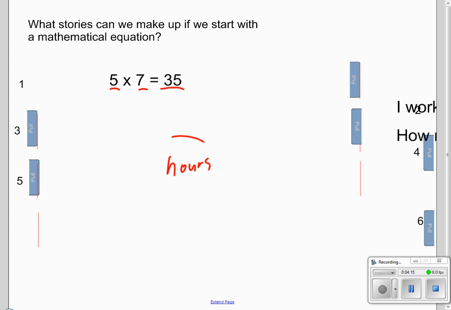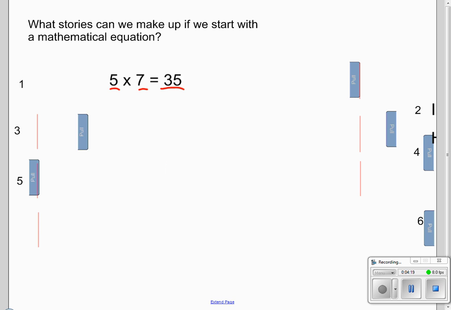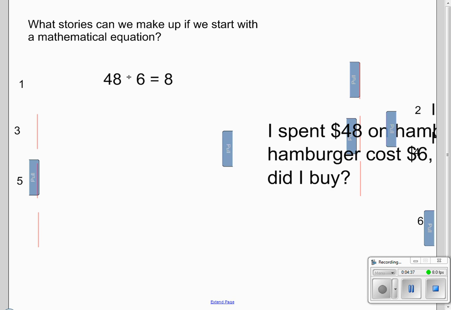Okay, let's take another example. 48 divided by 6 equals 8. So we want to write a problem with that. Well, we know we have 48 of something, and we are either splitting it into 6 groups and seeing how many is in each group, or we're taking 48 and we're splitting it into groups of 6 and seeing how many groups that is. So let's try this.